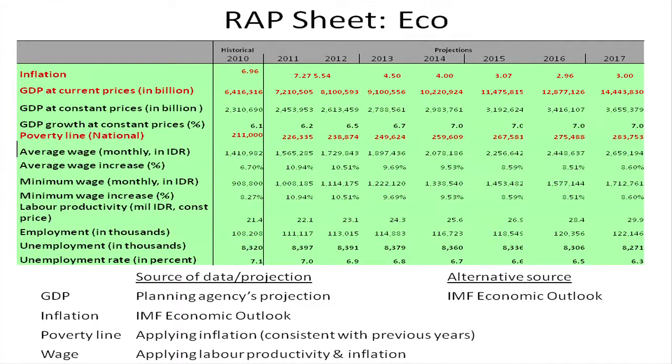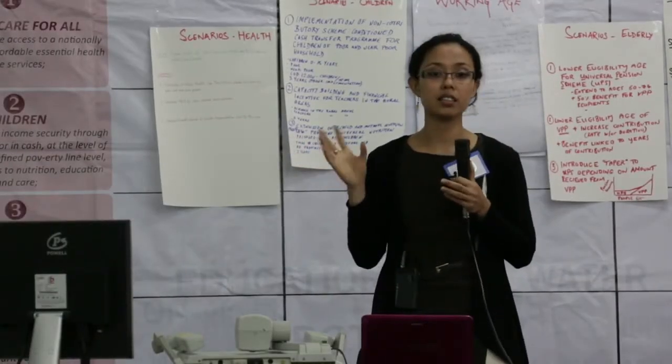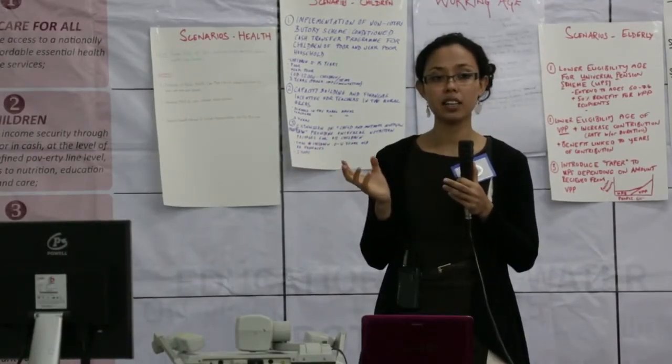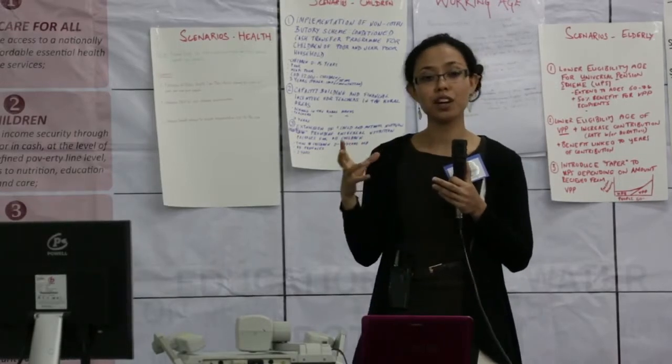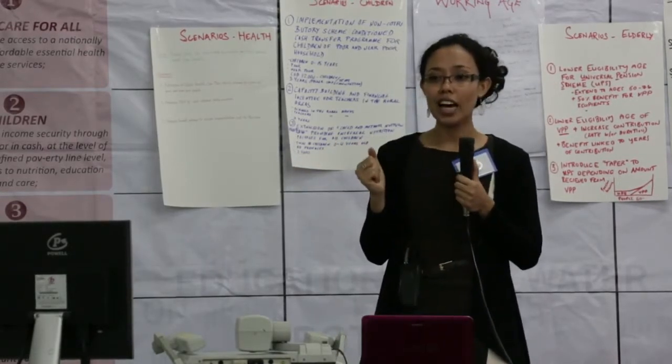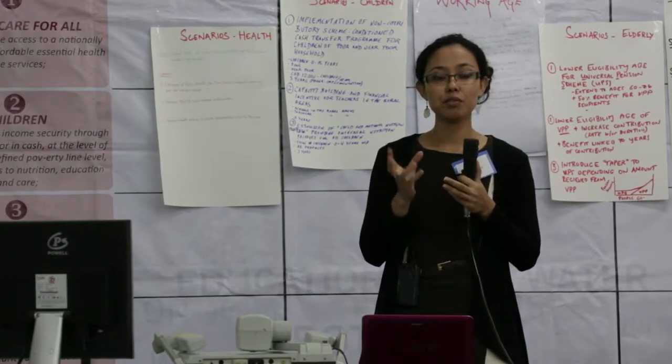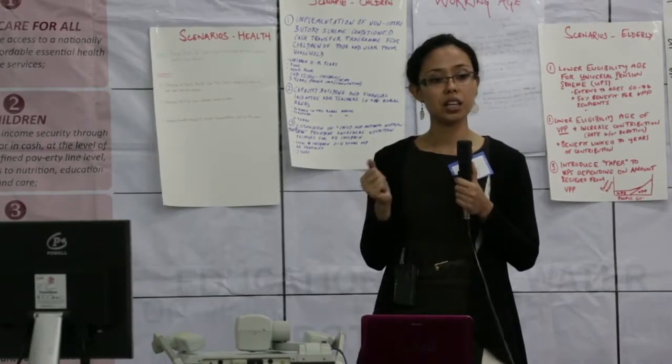For wage, we apply labor productivity and inflation. And we don't show it here, but there's also lines on labor productivity based on GDP and number of workers and so on. So to give you an idea of how you get the data. Sometimes it's available, sometimes you have to make it, sometimes you have to decide which parameter to make your own projection.